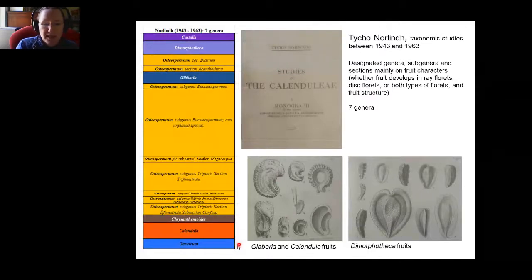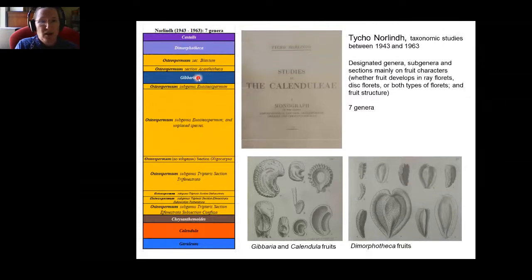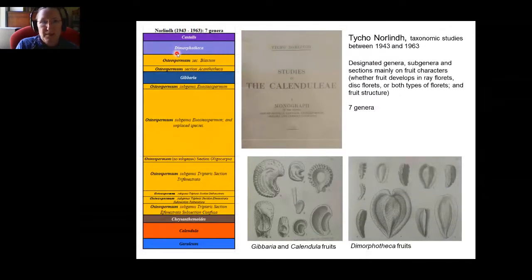In his scheme, seven genera were recognized: Garuleum, Calendula, Chrysanthemoides. The yellow represents all the different sections of Osteospermum, the small genus Gibbaria, the small genera Tripteris and Dimorphotheca. And under his scheme, Dimorphotheca was very narrowly defined to only include those species that produced both ray and disc fruit, as the name Dimorphotheca, referring to fruit structures, indicates.